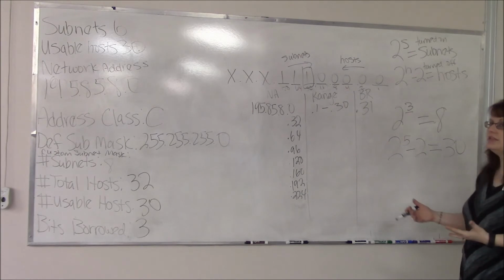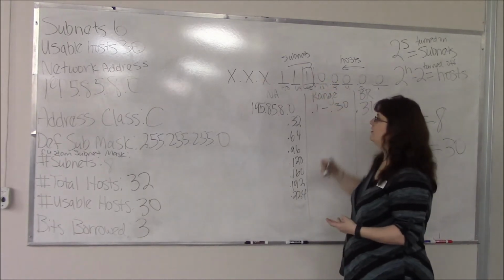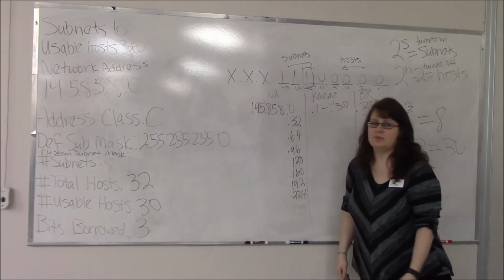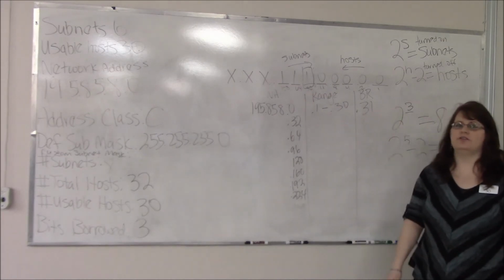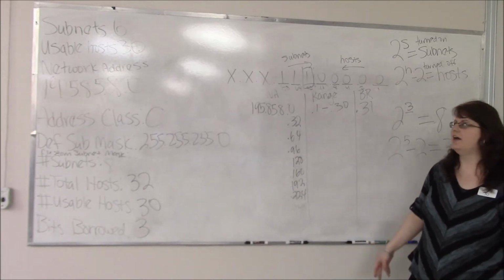So the good news is anytime your 1 stops right here, your increment is always the same, and the addresses in your network, the last octet's always going to look the same, because it's the same math every time.